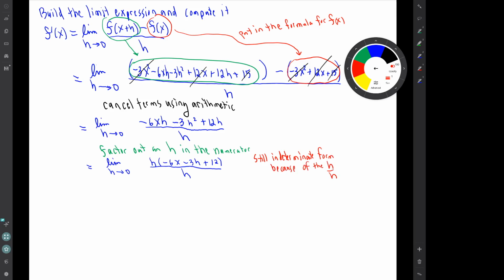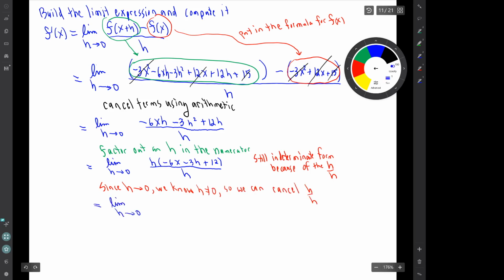But hey, remember that we know something about h. We know that h is approaching 0. And that tells us that h is not 0. So since h is not 0, we can cancel that h over h. So that's very important. It's the most important step of the first month of the course. So let's explain it in words. Now, remember, that's the most important step of the first month of the course.